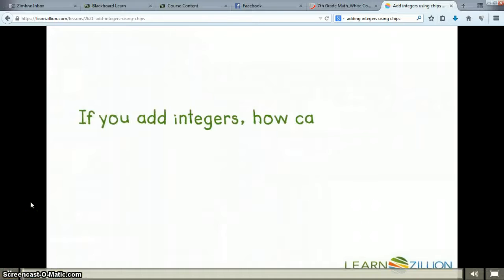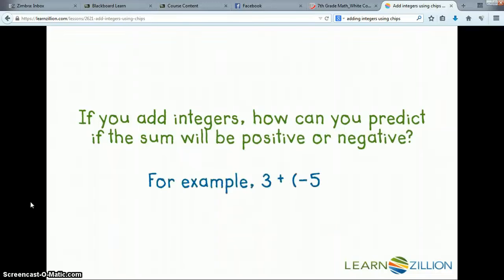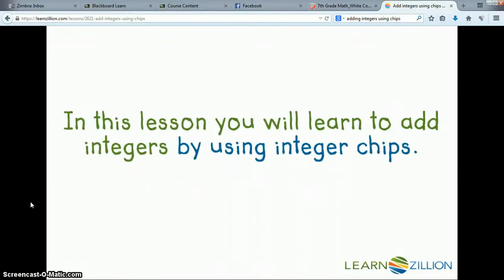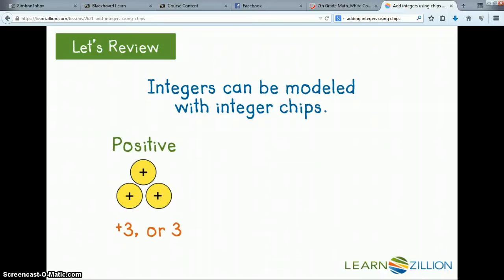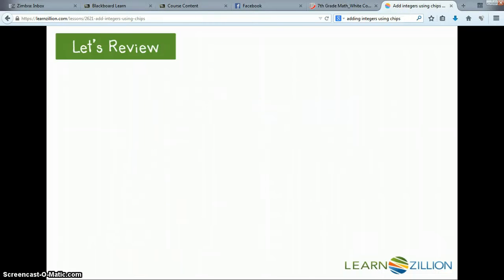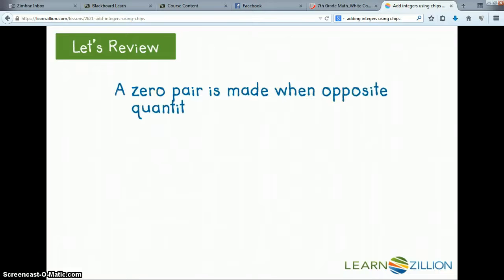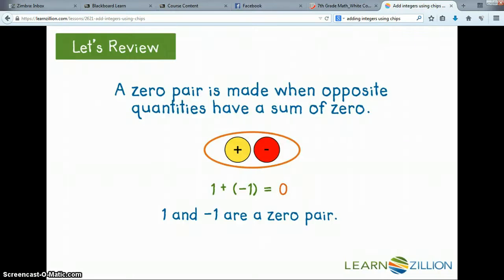If you add integers, how can you predict if the sum will be positive or negative? For example, 3 plus negative 5. In this lesson, you will learn to add integers by using integer chips. Let's review. Integers can be modeled with integer chips. Yellow chips represent positive numbers, and red chips represent negative numbers. A zero pair is made when opposite quantities have a sum of 0. Here we have the opposites positive 1 and negative 1. You can think of the opposites as canceling each other out. 1 and negative 1 are a zero pair.